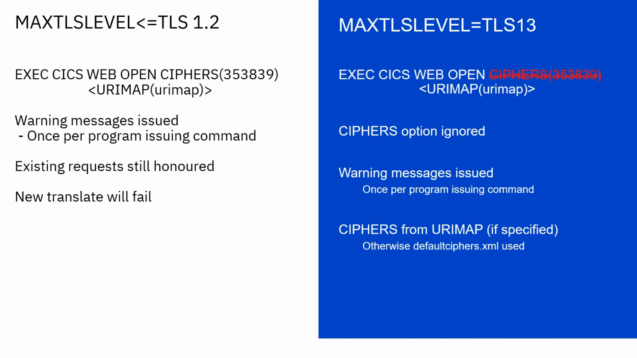If you use existing code which was compiled under previous releases, we'll still support it, but we'll issue warning messages once per program that issues the command. So you can find all of the programs that had the WEB OPEN in them. But the requests will still be honored. With max TLS 1.3, we can no longer support the ciphers option because it only supports 2-digit ciphers. And therefore we will ignore it, put out a warning message to indicate it's been ignored, and use the default ciphers from the XML file.